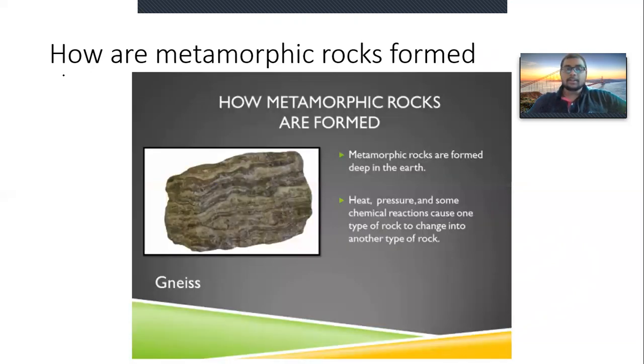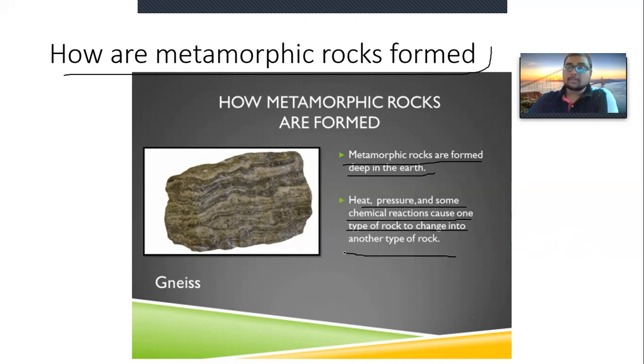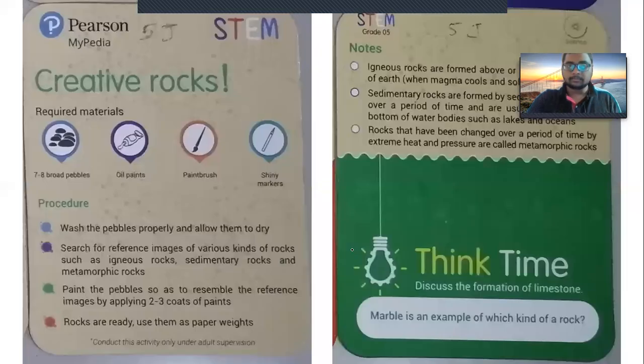Now how are metamorphic rocks formed? We know about them, but still, metamorphic rocks are formed deep in the earth. What we have studied about these rocks is that metamorphic rocks are formed from older rocks. Heat, pressure, and some chemical reactions cause the old rocks to change into these types of rocks. There is very much heat and very much pressure in the Earth's crust, and because of that pressure and heat, these rocks are formed.